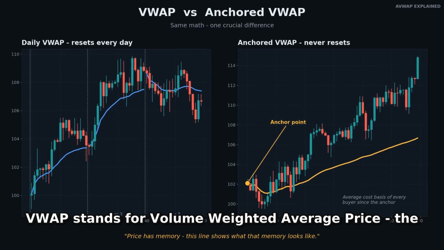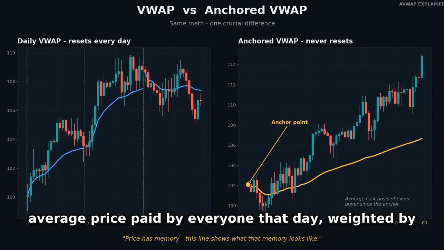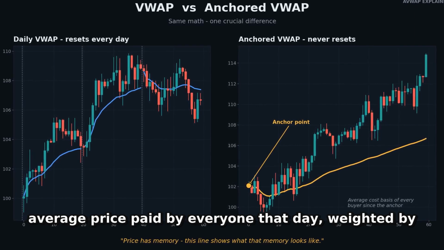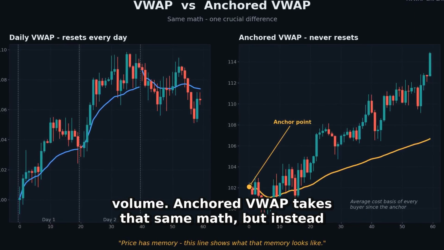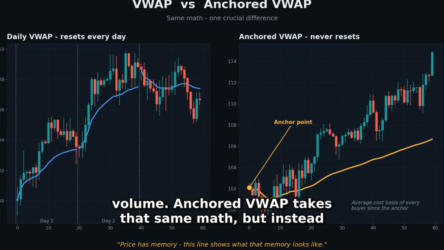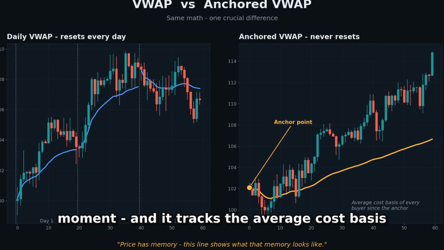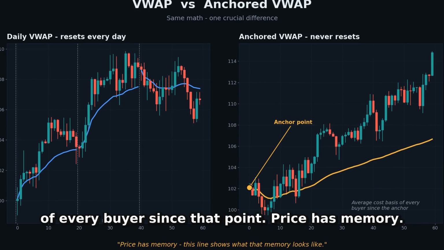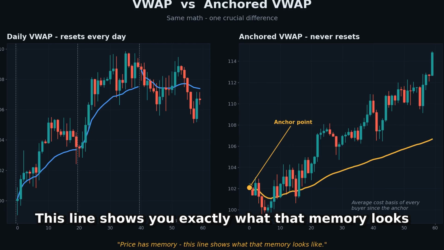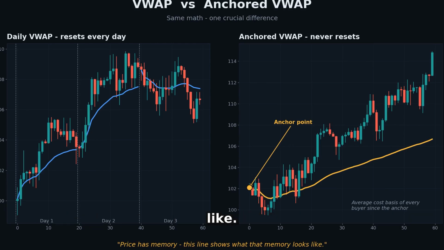VWAP stands for volume weighted average price, the average price paid by everyone that day, weighted by volume. Anchored VWAP takes that same math, but instead of resetting daily, you anchor it to one important moment and it tracks the average cost basis of every buyer since that point. Price has memory. This line shows you exactly what that memory looks like.